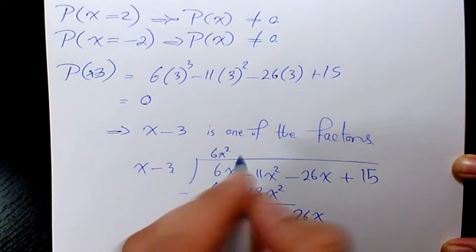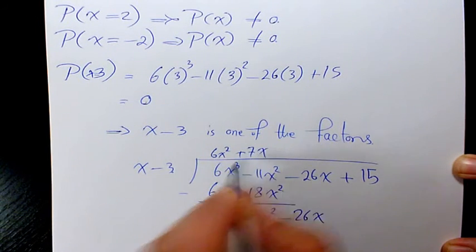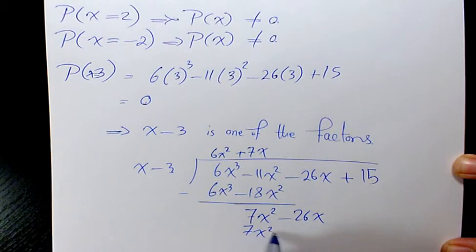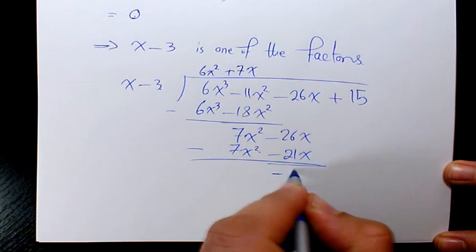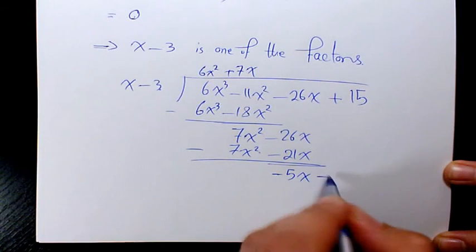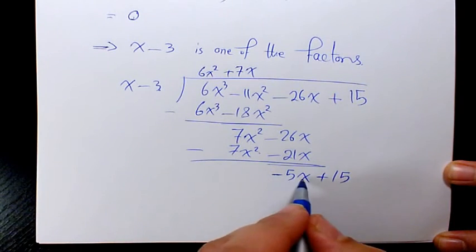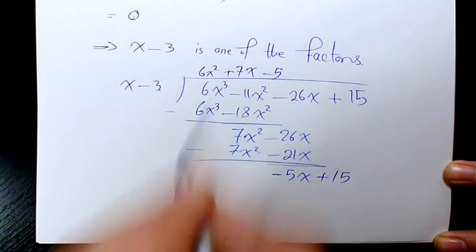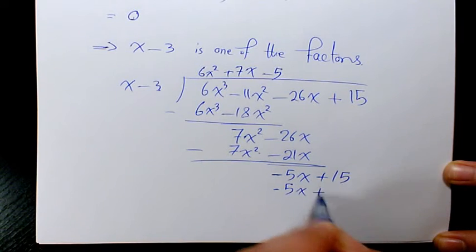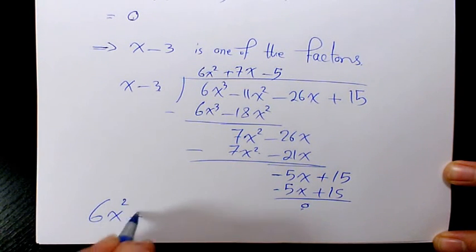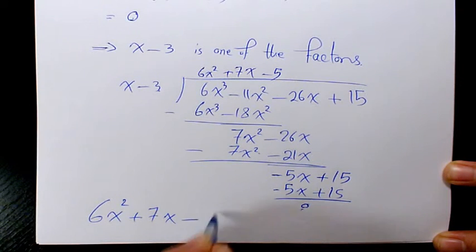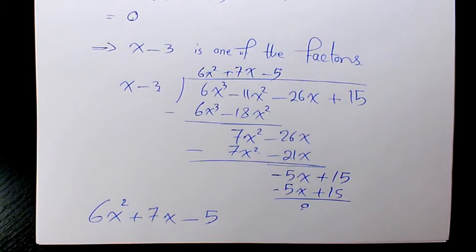7x squared divided by x is going to be 7x. 7x times x is going to be 7x squared minus 21x. When you subtract it, these two cancel out, and we're going to have negative 5x. And you bring the next number down. Negative 5x divided by x is going to be negative 5. The answer is going to be 6x squared plus 7x minus 5 when you divide the original polynomial by x minus 3.